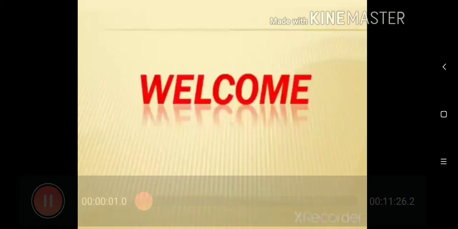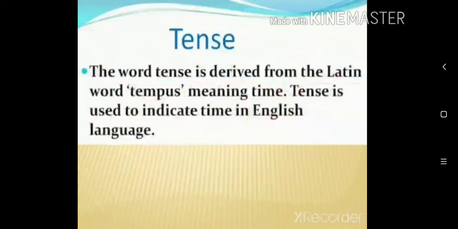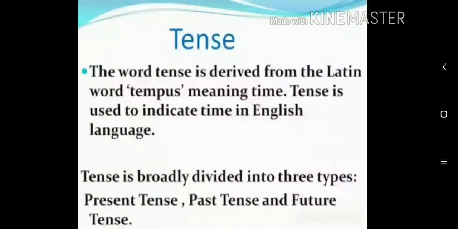In the video I am going to show, you will learn tense and present tense. Before we know what is present tense, you should know what is tense. The word tense is derived from the Latin word tempus, meaning time. Tense is used to indicate time in the English language.